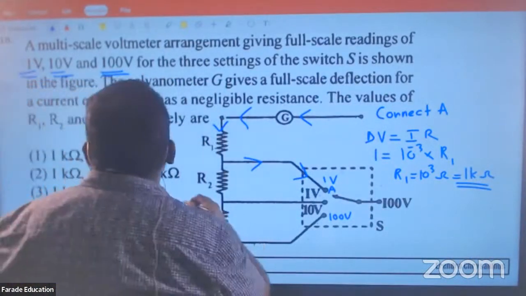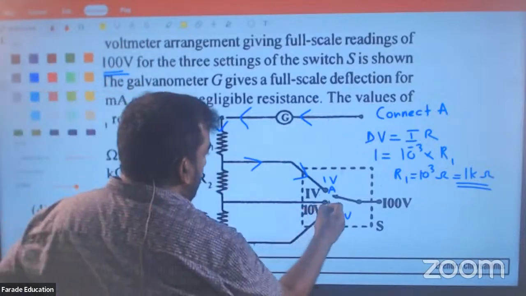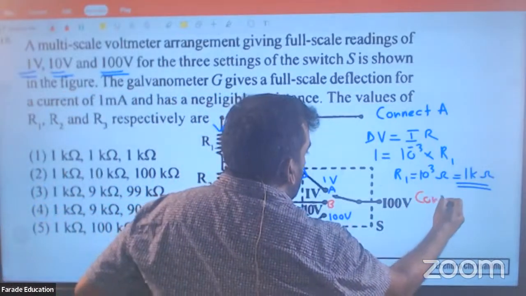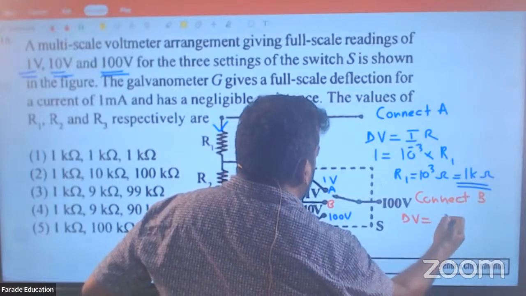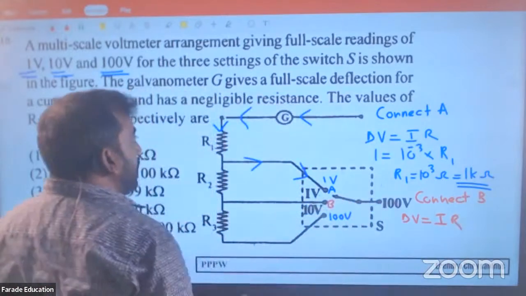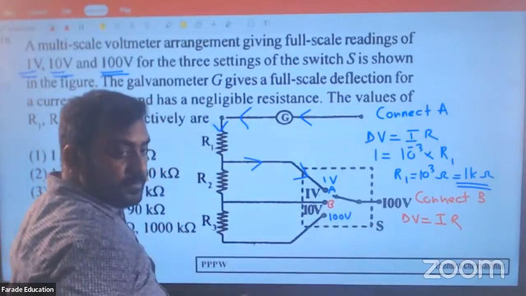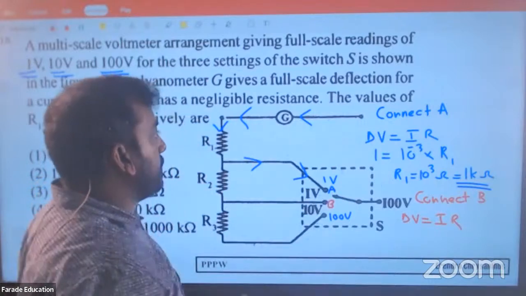Now we connect this to B. I'll change the color. If I connect this to B, 10 volt. Delta V is equal to I times R. Current will go through R1 and R2 and then go out.